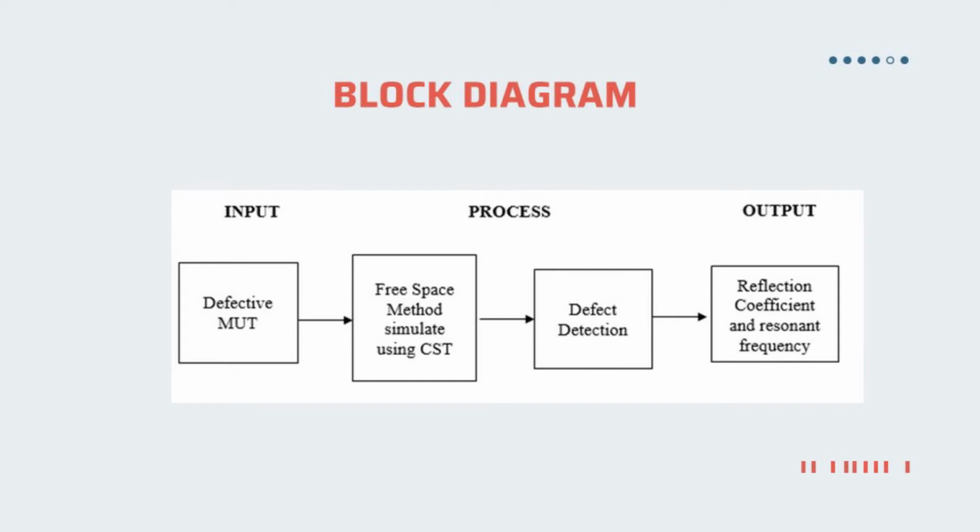This is the block diagram of the project. The input for the system is the defective material under test, MUT. The process for this project is the free space method, simulated using CST, to detect defects. And the output of this project is reflection coefficient and resonance frequency.